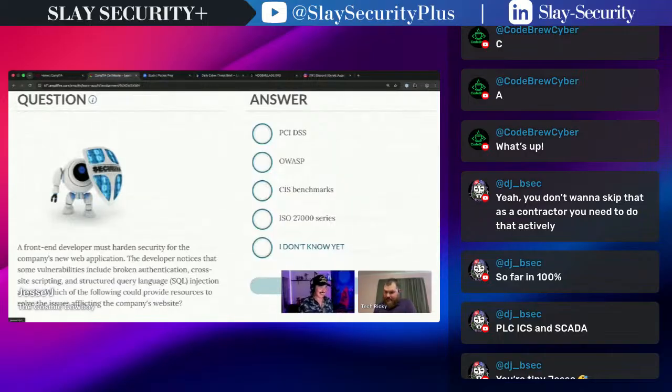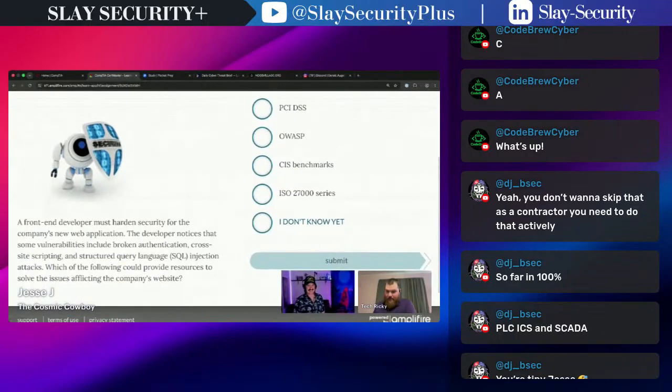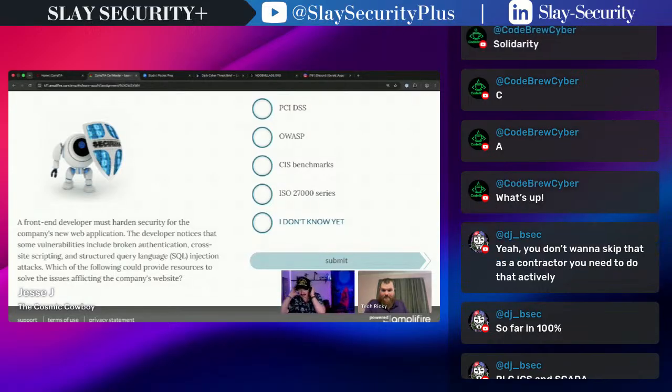All right, let's see here. A front-end developer must harden security for the company's new web application. The developer notices that some vulnerabilities include broken authentication, cross-site scripting, and structured or SQL injection attacks. Which of the following could provide resources to solve the issues affecting the company's website? This is a CompTIA question that, if you're taking the test, the answer should just scream at you. There is only one possible answer.